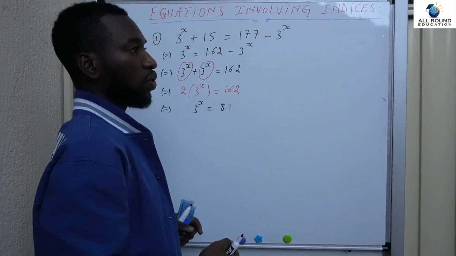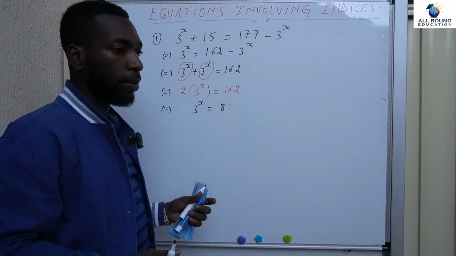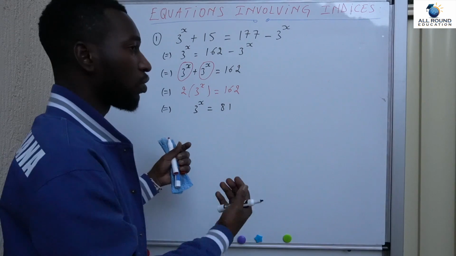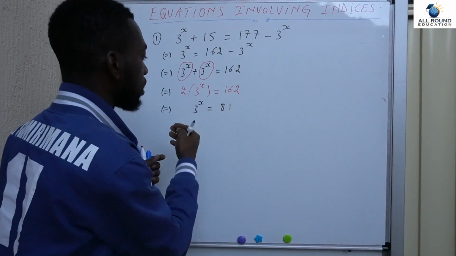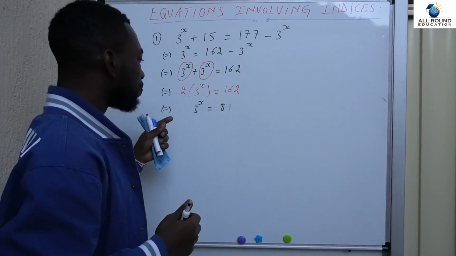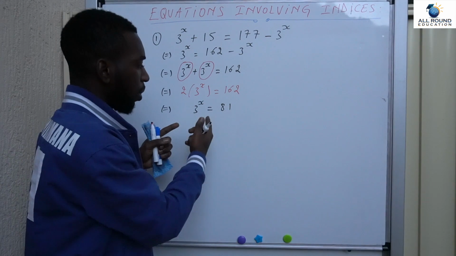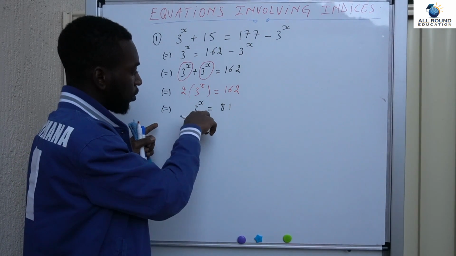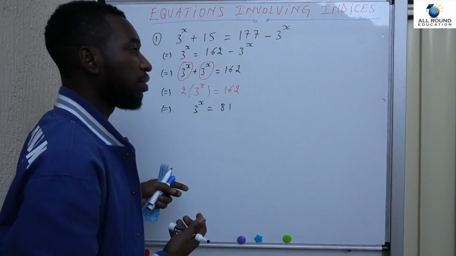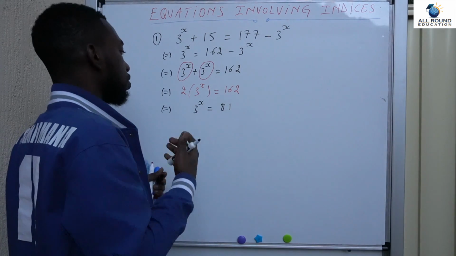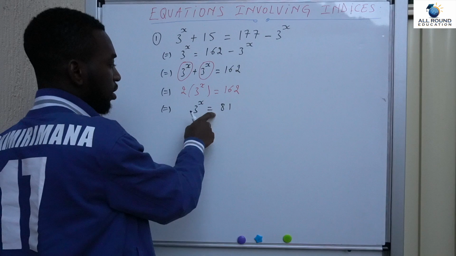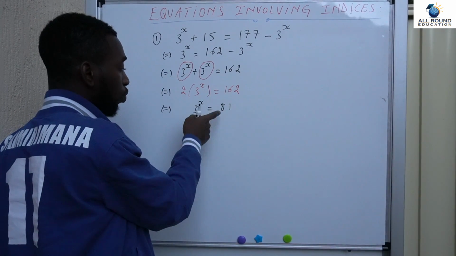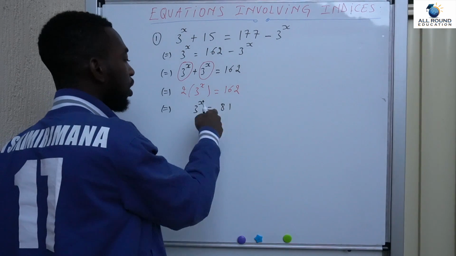Now this is what you have: 3 to the power of x equals 81, but the idea is to solve for x. What do you do then? You could think of it this way: what number can we raise to the power of 3 to get 81? That's how you will find the actual power of 3. What number can you raise the power of 3 to get 81?